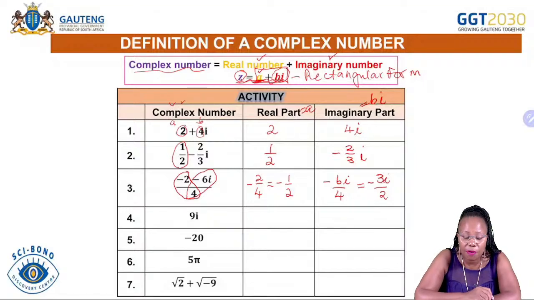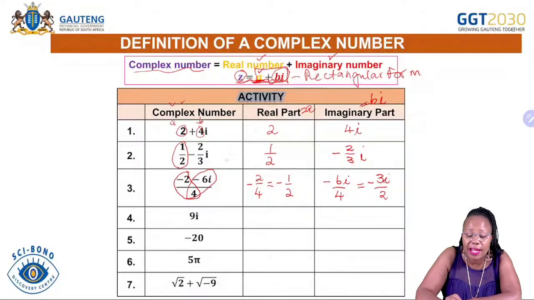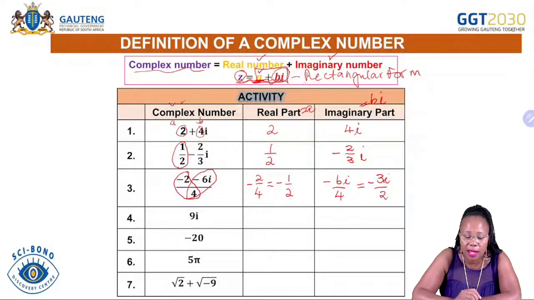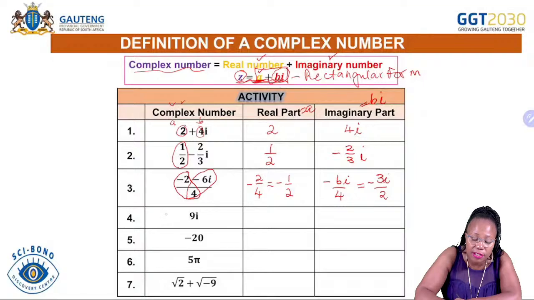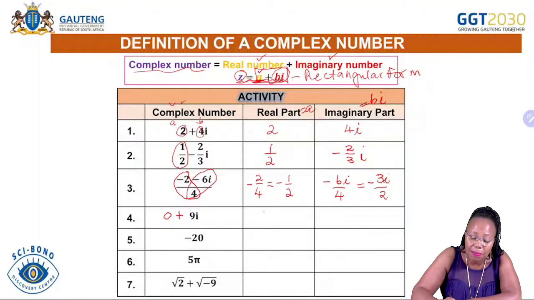Moving on to number 4 now, we want to check the notation first. A plus Bi. If we look at this, we only have a 9i. That means it is representing a Bi. What does that mean now, grade 12? It means the value of A is 0 in this case. That means it's a 0 plus there. So our A value will be 0, and our Bi will be 9i. So the real part is equal to 0, and the imaginary part will be 9i.